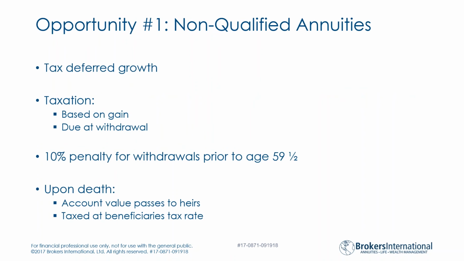So first off, we're going to talk about each opportunity, and the first one being the non-qualified annuities. So there's deferred growth within the product. The taxation is going to be based on the gain and then due at withdrawal. The clients are going to incur a 10% penalty for any withdrawals prior to 59.5. And upon death, the account value is going to be passed on to their heirs and also taxed at the beneficiary's tax rate.